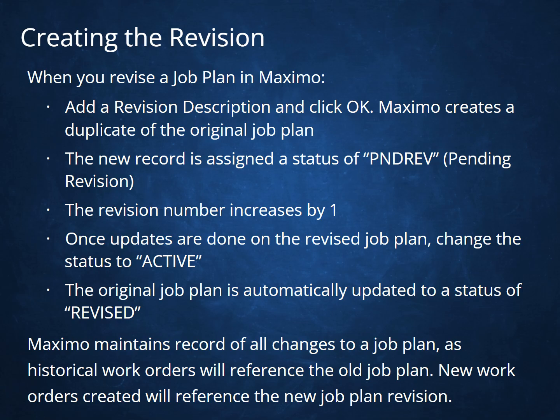The new record is assigned a status of PNDREV, pending revision. The revision number increases by 1. Once updates are done on the revised job plan, change the status to active. The original job plan is automatically updated to a status of revised. Maximo maintains record of all changes to a job plan, as historical work orders will reference the old job plan. New work orders created will reference the new job plan revision.